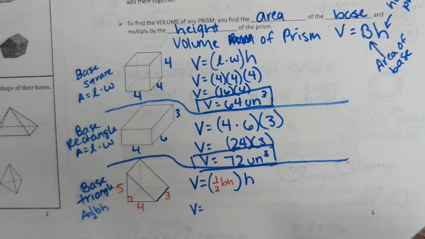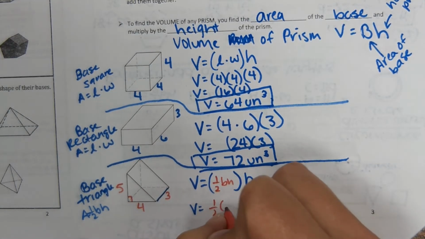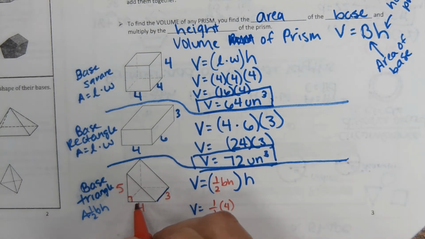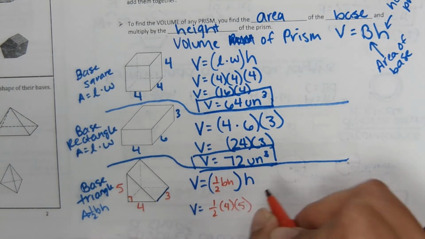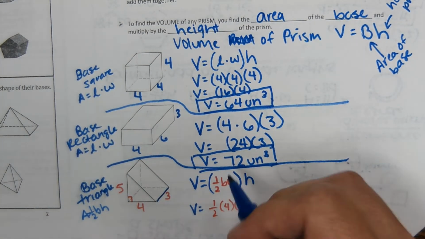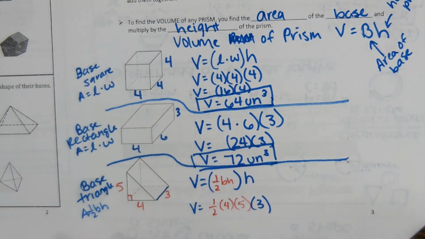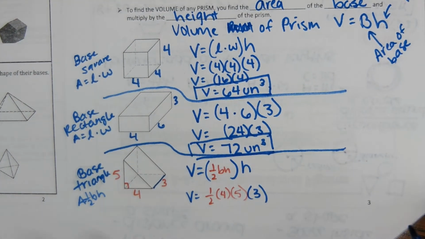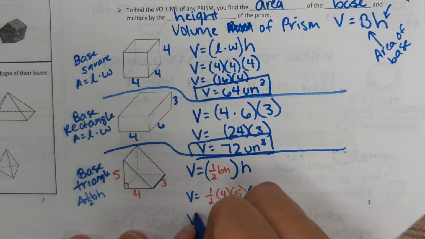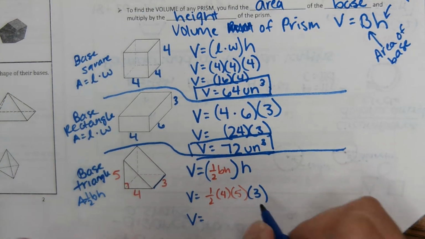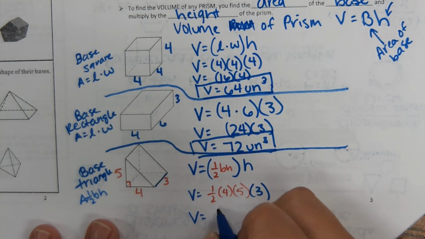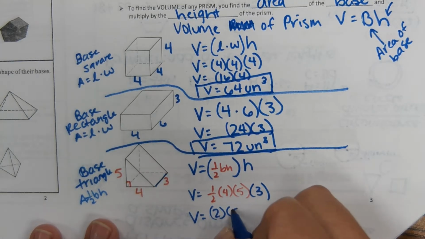And then I'm going to plug in the numbers. Base of the triangle is 4, height is 5, and then the height of the prism is 3. Then you can multiply these in any order, so whatever you can do in your head. Half of 4 is 2. Bring everything down.